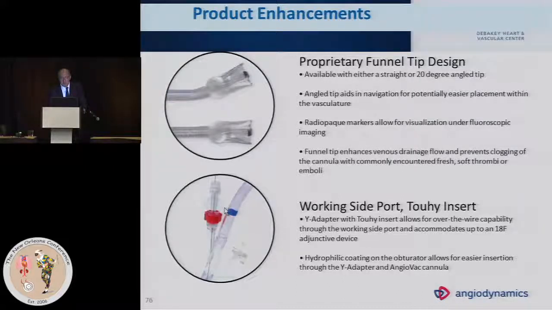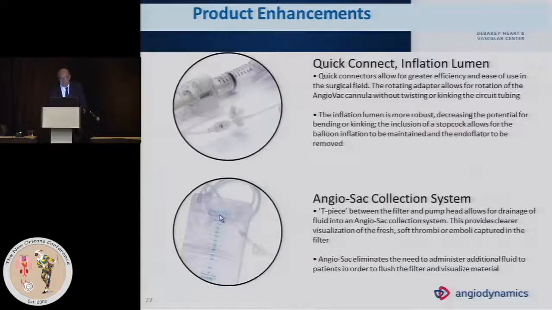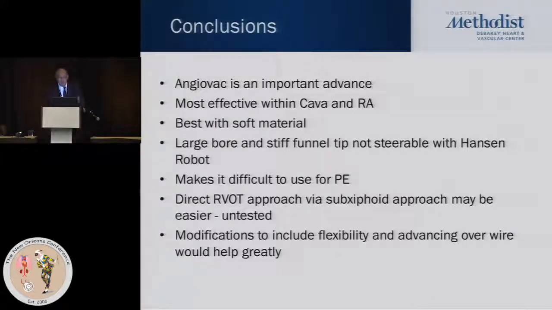There is a working side port with a TUI insert as well, which makes things easier, and the quick connect that we talked about, which again, our circuits do not have, but hopefully as early as next week, we'll have them replaced with this, will make the whole business of connecting and disconnecting much easier. So I do think it's an important advance. It's most effective within the cava and the right atrium. It's best with, and not for, pulmonary emboli, which was the driving force behind the evolution of the concept by these two cardiac surgeons. But I do think it's going to get there in the not too distant future.